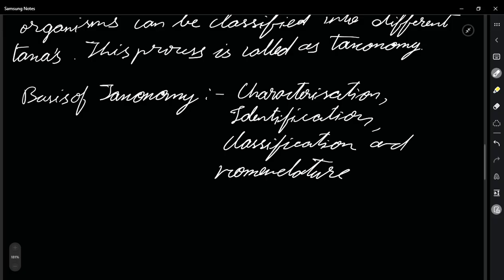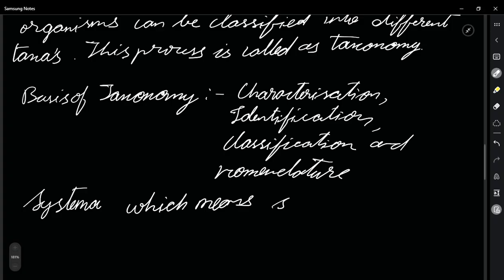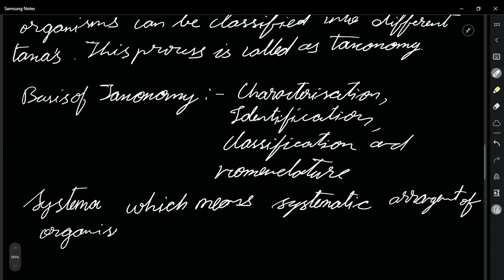So the word systematics comes from systema, derived from Latin, which means systematic arrangement of organisms. Yes, this is what systematics means. And there is an author called Carolus Linnaeus. He published a book called Systema Naturae. The scope of systematics was later enlarged to include identification, nomenclature, and classification. Systematics takes into account evolutionary relationships between organisms. So this was about systematics.